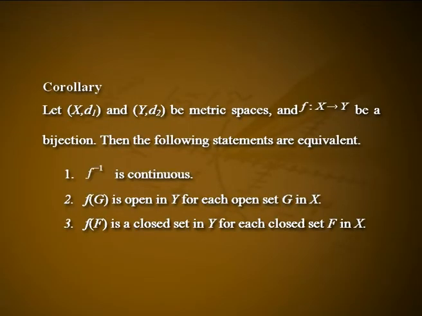Corollary: let (X, d1) and (Y, d2) be metric spaces and f from X to Y be a bijection. Then the following statements are equivalent. First one, f inverse is continuous. Second one, f of G is open in Y for each open set G in X. And the third one, f of F is a closed set in Y for each closed set F in X. The above theorem gives a one-to-one correspondence between the open sets in (X, d1) and (Y, d2).